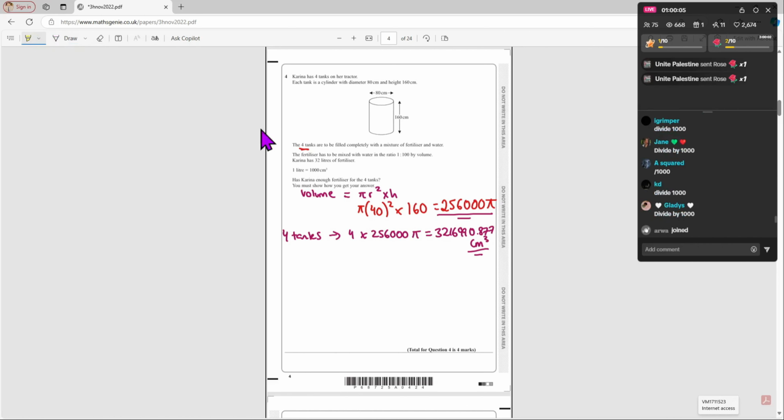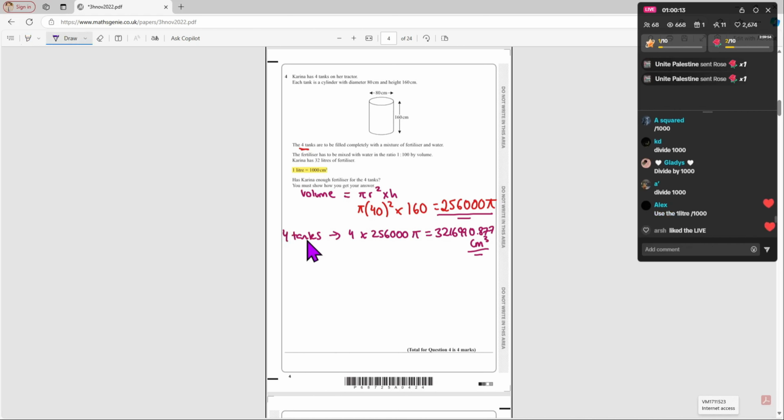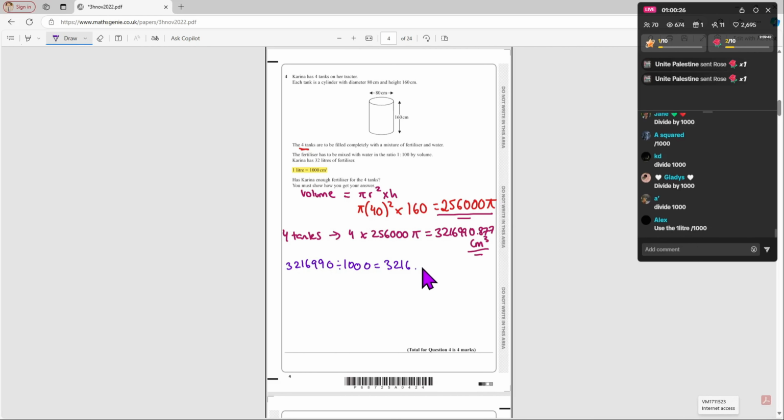Remember, you are given this in your question. We know that 1 liter is equal to 1,000 centimeter cubed. You're going to divide by 1,000. So we're going to do 3,216,990 divided by 1,000 to get to 3,216.99 liters. So now we got it into liters. That is how many liters we need.